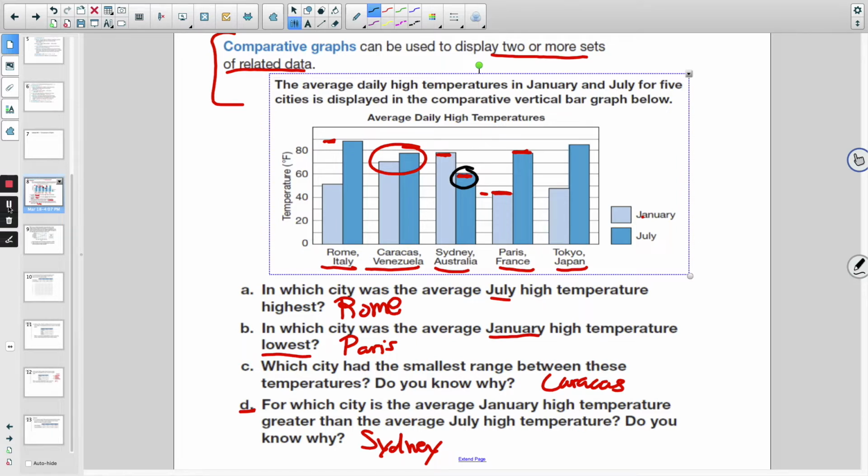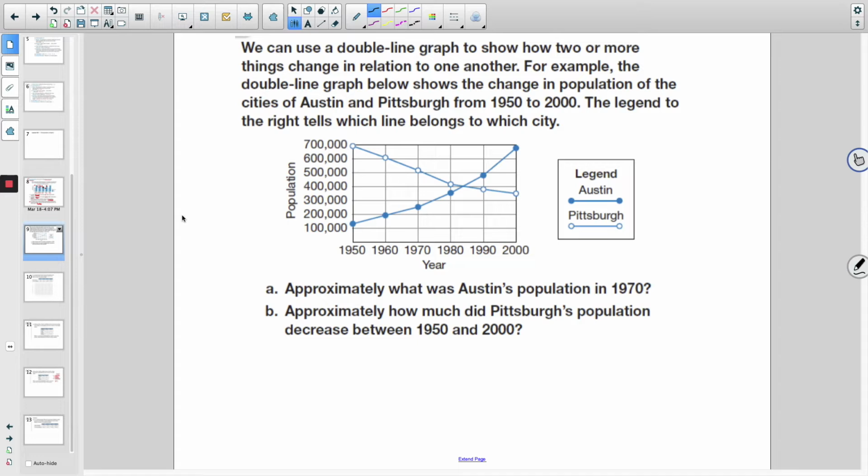All right. So that's the double bar graph. Next, we're going to go on to the double line graph, which is another tool we can use to compare data. It says at the top, we can use a double line graph to show how two or more things change in relation to one another. For example, the double line graph below shows the change in population of the cities of Austin and Pittsburgh from 1950 to 2000. The legend on the right tells which line belongs to which city. You have the blue one, which is Austin, and the white one, which is Pittsburgh. Along the bottom we have the years, and along the side we have the population.